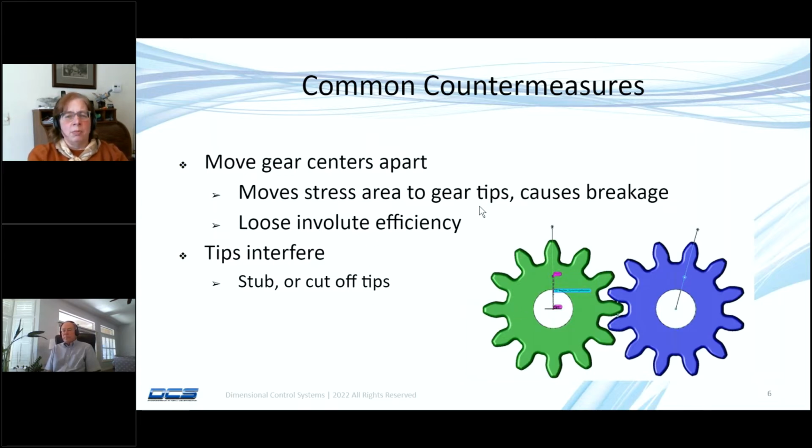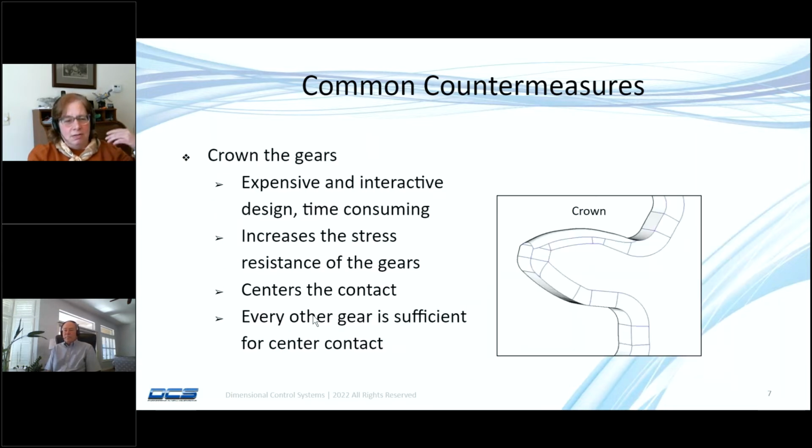This has some problems with stress and efficiency. You might also have some tip interference, and there's ways of dealing with that. Another countermeasure to improve your gear life is to crown the curve the surfaces of the gears to make sure that your surfaces contact near the center of the tooth rather than over here at the edge.